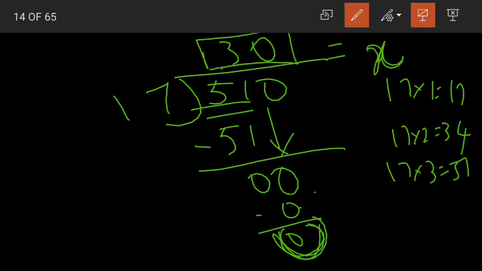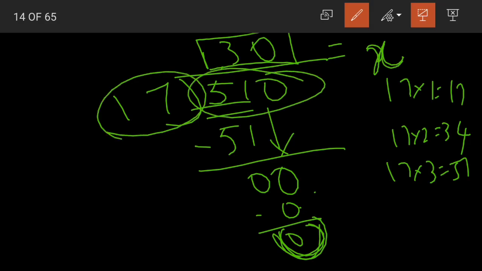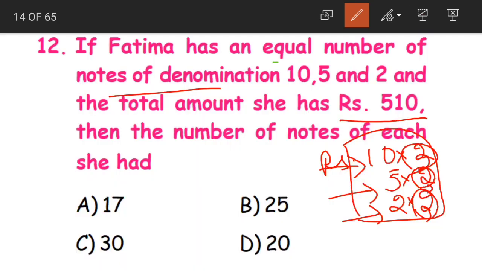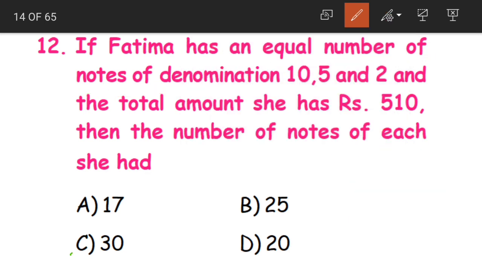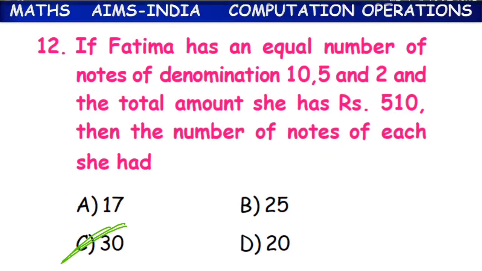Now what is this quotient equal to? x, right? x is equal to 510 divided by 17. Now what did we get as the answer? 30. 30 is equal to x. What is this x? x is the number of notes she is having of each denomination. So what is our answer? x is equal to 30. That is option C here. I hope this is clear, children.